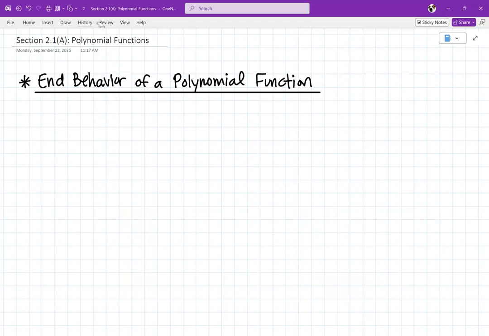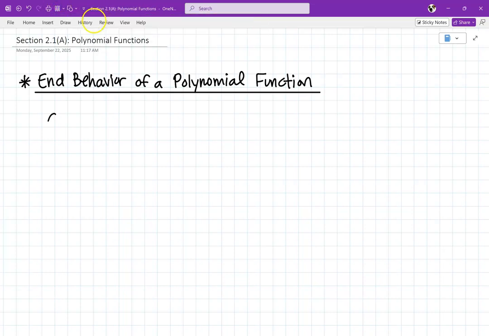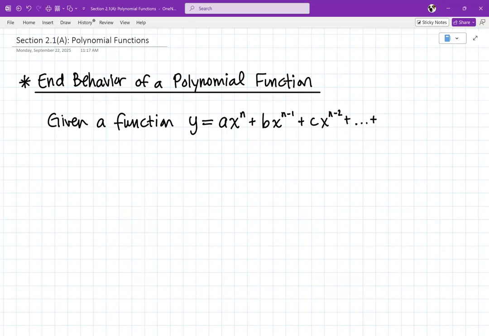So how can we tell end behavior? Because there are going to be characteristics that you can look at in your function. So here we go. Given a function y equals ax to the n plus, now this is going to look really weird, but just bear with me, okay? bx to the n minus 1 plus cx to the n minus 2 plus etc.